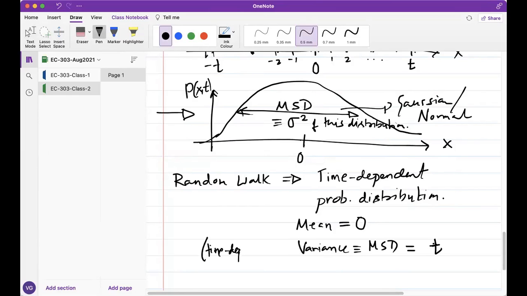Whoever has studied statistics so far would probably have encountered a distribution which has constant mean and constant variance, one of the fundamental assumptions of most statistical analysis. But what we're really seeing here is a distribution whose mean is 0, which doesn't depend on time, but the variance changes with time. The variance of this distribution, where the animal could be after time t, is nothing but the mean square displacement that we computed in the previous step.